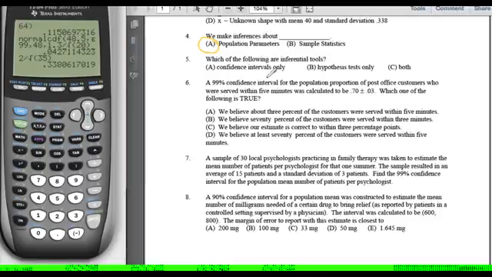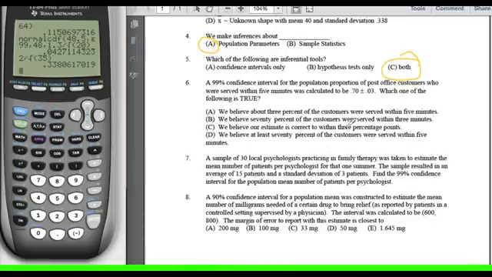A says confidence intervals only. B says hypothesis tests only. C says both. Both is correct. You can use either a confidence interval or a hypothesis test to make inferences about population parameters. Number 6 deals with the interpretation of a confidence interval. A 99% confidence interval for the population proportion of post office customers who were served within 5 minutes is calculated to be 0.70 plus or minus 0.03. Which of the following is true?